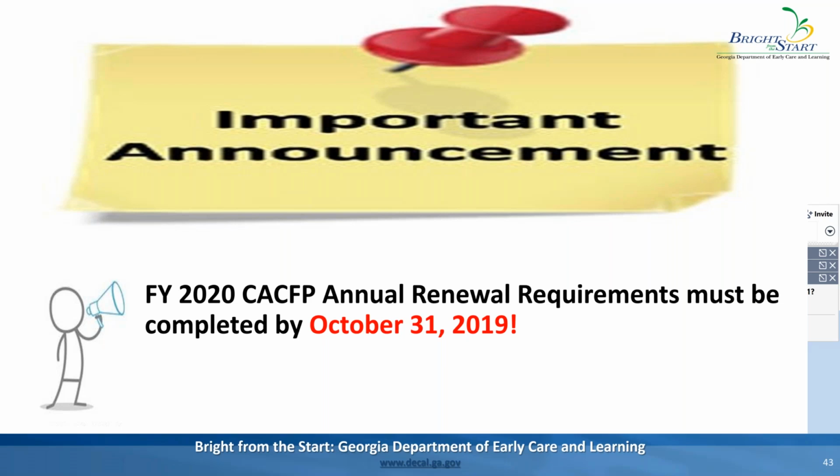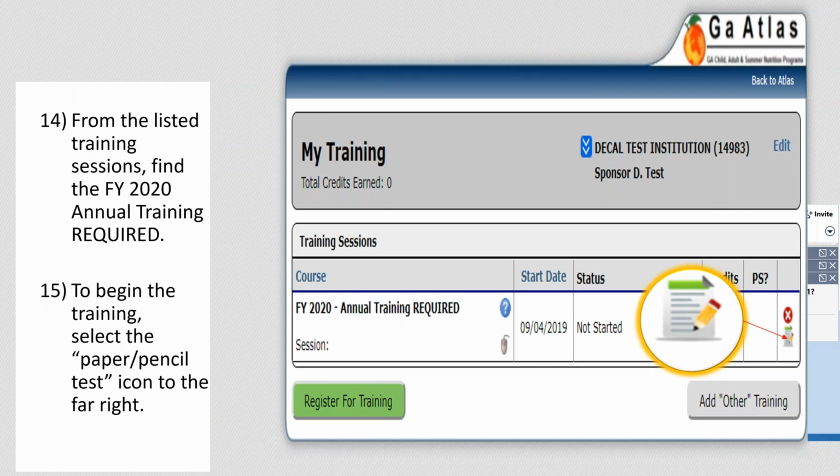Okay, after receiving your email confirmation of enrollment, you may enter back into My Training and find the list of registered or enrolled Fiscal Year 2020 Annual Training and begin the session. Select the paper and pencil test icon located to the far right. Please make sure you do not click the little red X, because this will delete you from that training.